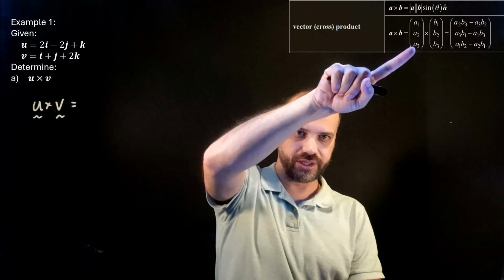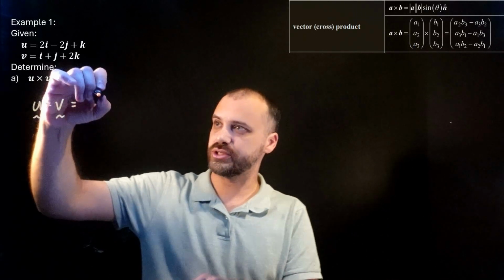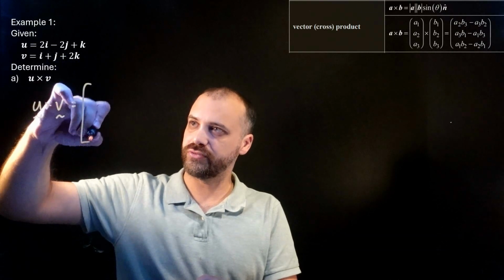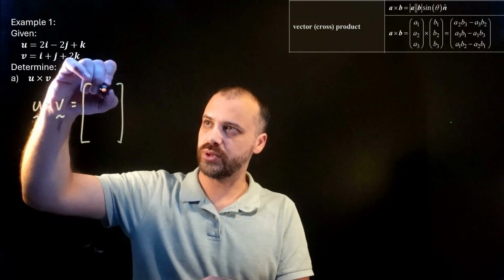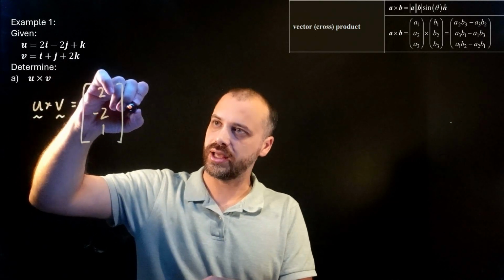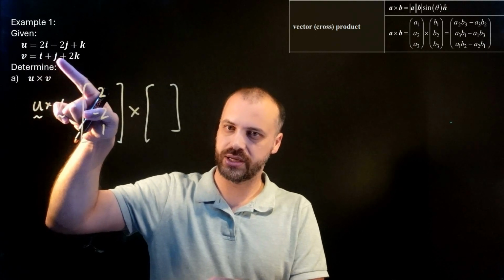Now look at our formula. It deals with the vectors in column notation, so I'm going to do the same thing. I'm not going to try to overcomplicate this. So U is (2, -2, 1), and cross product, and V is (1, 1, 2).